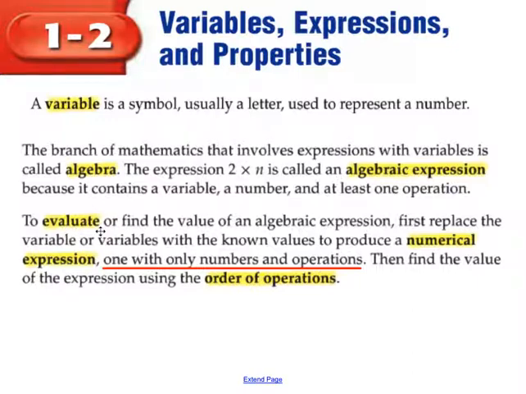Oftentimes we will want to evaluate or find the value of an algebraic expression. For instance, if we're using the algebraic expression 2 times n, and we wanted to evaluate that for, say, n equals 4, we would substitute or replace the variable with a value or a number to give us a numerical expression. A numerical expression is different than an algebraic expression because it only has numbers and operations. It has no variables. So then we can find the value of the expression, and we would use our order of operations, which we will review in the next slide.